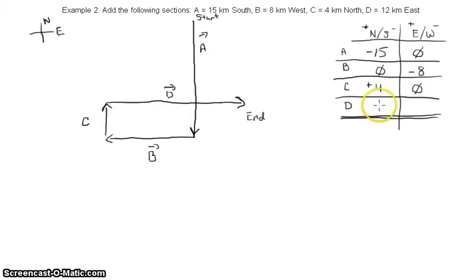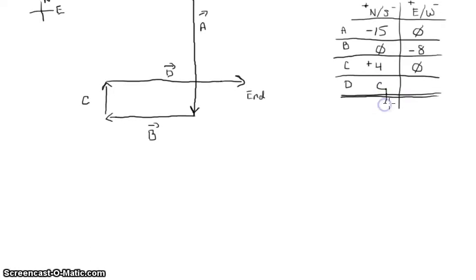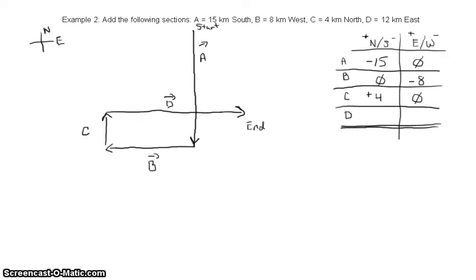Vector D goes just to the east and does not go north or south, so that would be 0, and this would be positive 12. Okay, if we look at where we started to where we ended, we draw a line there. This will be coming out in blue. Alright, this would be my resultant vector.